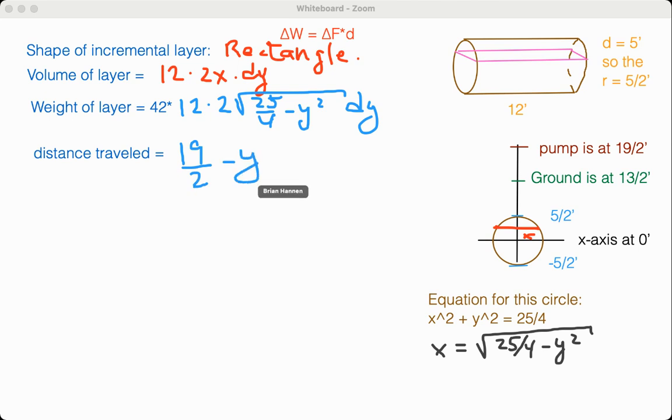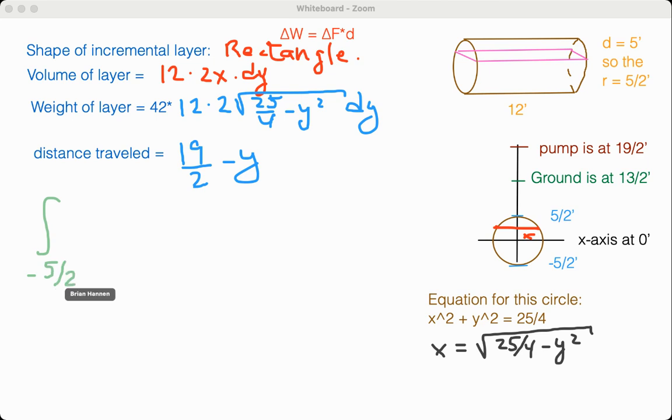19 over 2 minus y. So basically, that's from the center. What happens if the gas happens to be at a level that is a negative y value? What if it's 2 feet below our x-axis on our drawing over here on the right? Well, we'd let y equal -2, and it's actually going to be 19 halves minus a -2. So it's actually 19 halves plus 2. It's actually 2 feet more than that. So whether the gasoline level is above the x-axis or below, a positive or a negative number, it still should work out just hunky-dory. That leaves us with a lovely little equation here.